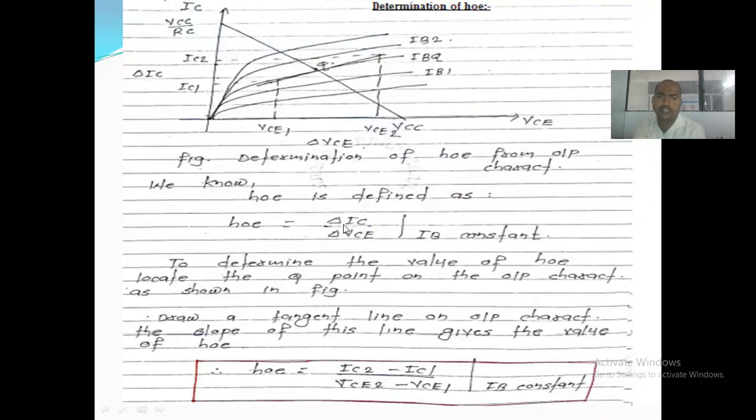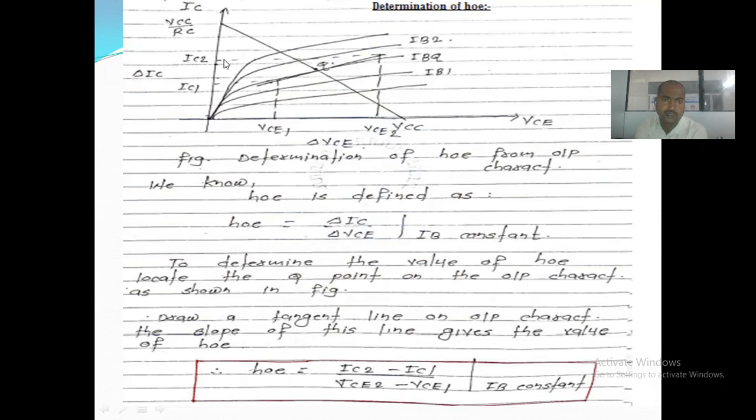So I2 indicates the collector current, the output current. V2 indicates VC. So HOE is the ratio of IC divided by VC. All of the parameters with respect to this graph must be related to IC versus VC. So when we have to calculate this value, it is related to the Q point, the quiescent point.